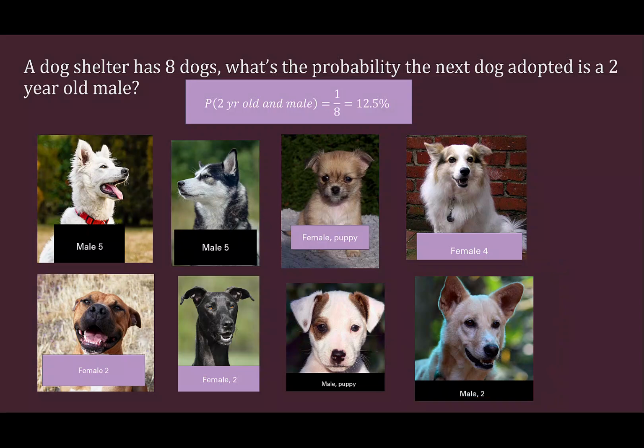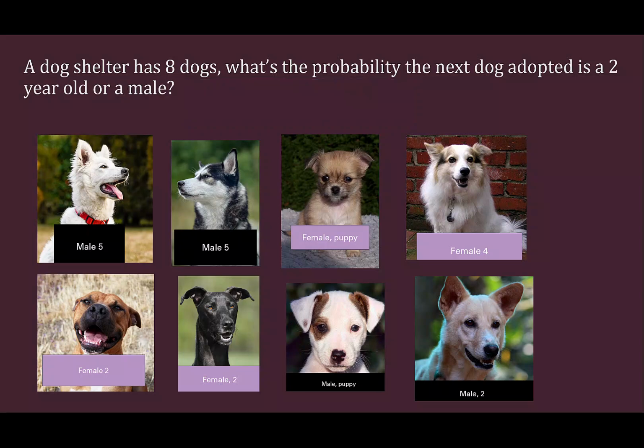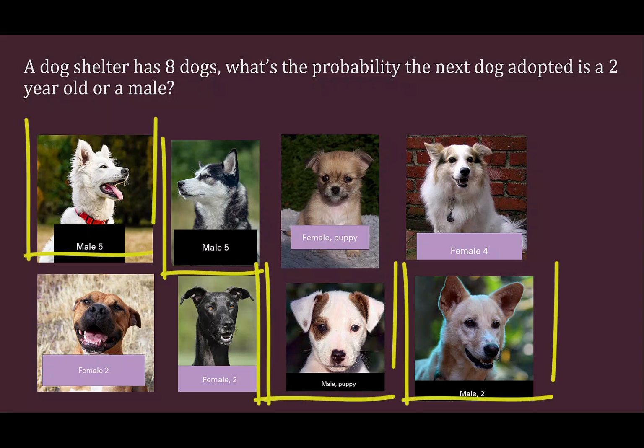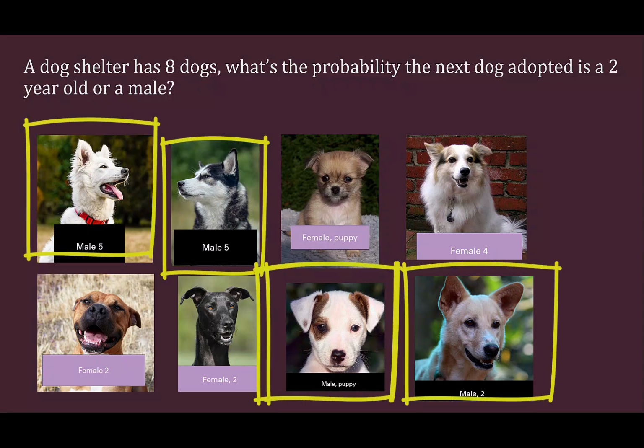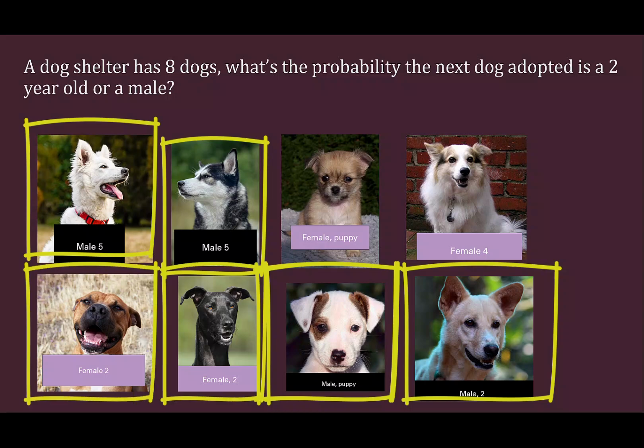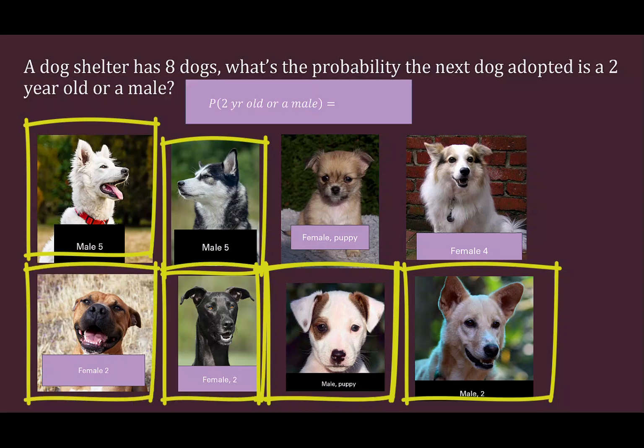We're going to switch just one word in the question. Instead of saying 2-year-old male, we're going to say 2-year-old or a male. This time, we're looking for all dogs that are 2 and all dogs that are male. So we'll go through and identify all the male dogs, then identify all the 2-year-old dogs. This time our probability is 6 over 8, which is 75%.